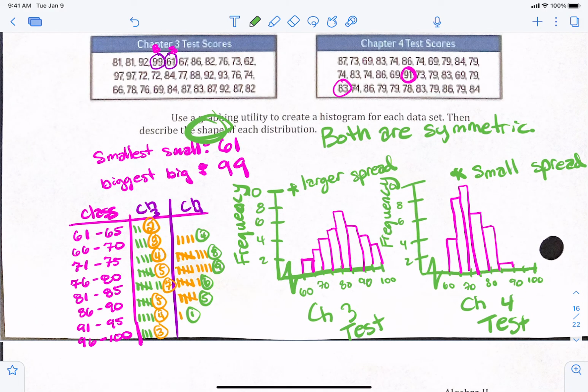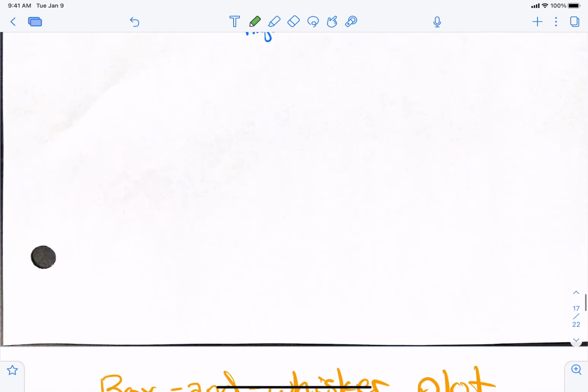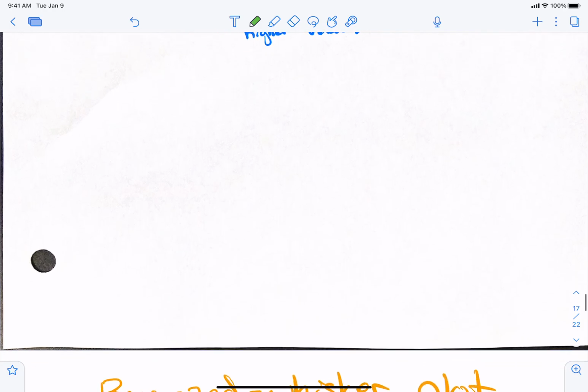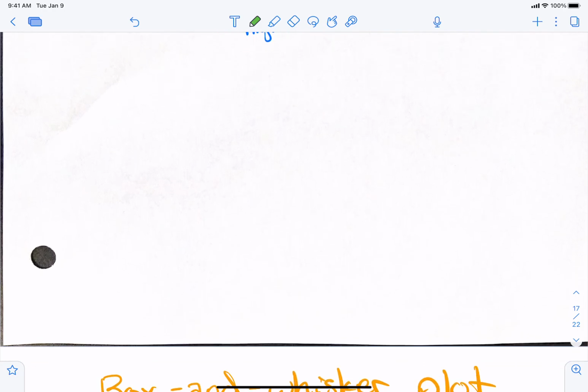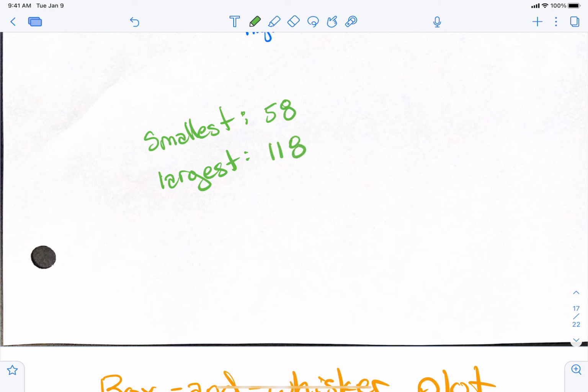You guys already have the homework assignment for this, but let's talk about it real quick. On number 1, what is the smallest data value that you have? 58. The smallest number on that homework page is 58. What's the biggest value? 118. So let's all get on the same page.